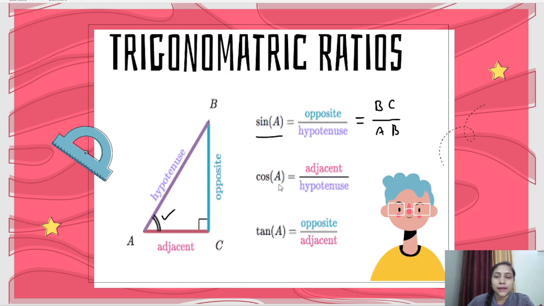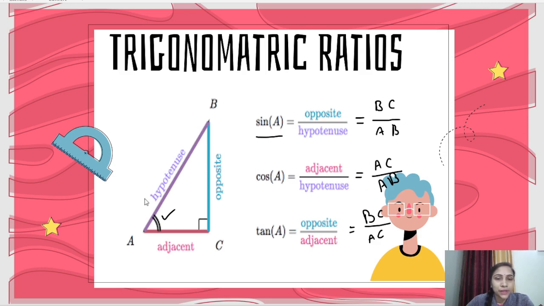And cos A is another trigonometric ratio, that is adjacent side upon hypotenuse. So we can write it like: adjacent side is AC upon hypotenuse AB. And again, opposite side upon adjacent: opposite side is BC and upon AC. So you can understand these three trigonometric ratios like this.